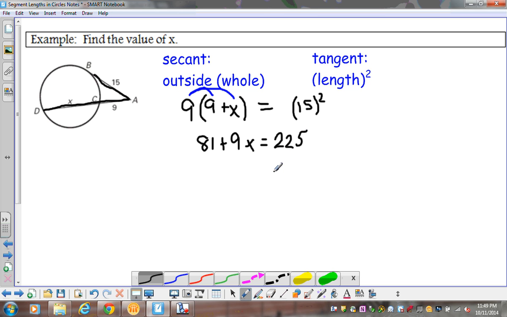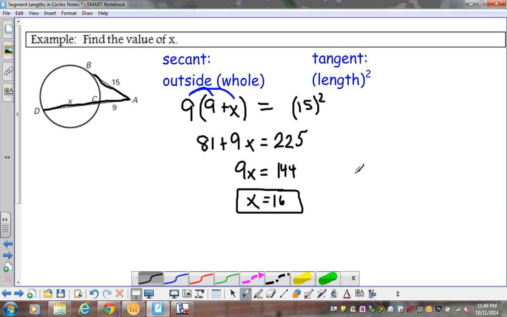All right, so from here, we just want to subtract, a basic algebra problem. If we take 225 minus 81, that's going to give us 144. So I've got 9x equals 144. We'll divide by 9, and my x value will be 16.